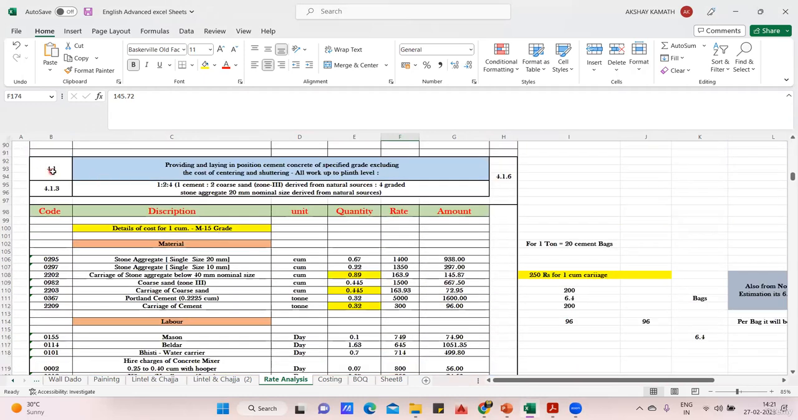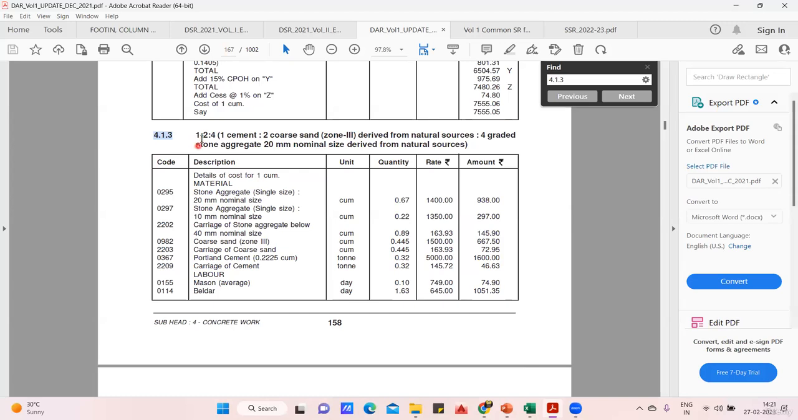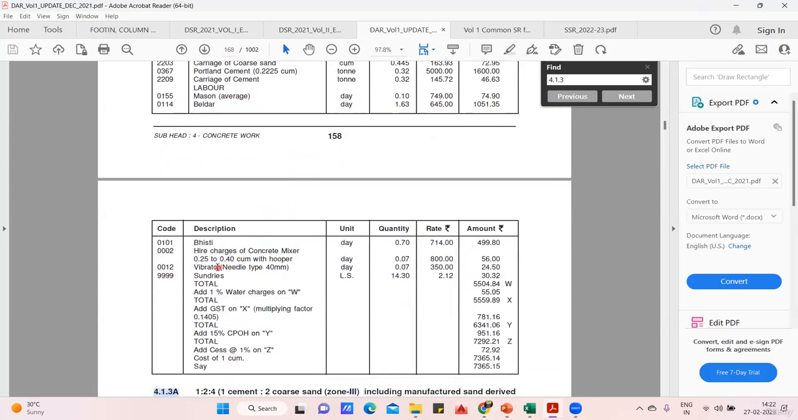For that, you have to refer to your DSR, where the clause number is 4.1.3. So I'll show you that 4.1.3. This is how it is given: 1 is to 2 is to 4. 1 part of cement, 2 parts of coarse sand, and 4 parts of stone aggregate of 20 mm size derived from natural sources. You can see all the things given here, like material cost, labor cost, vibrator cost, everything. And finally, the amount is 7,365.